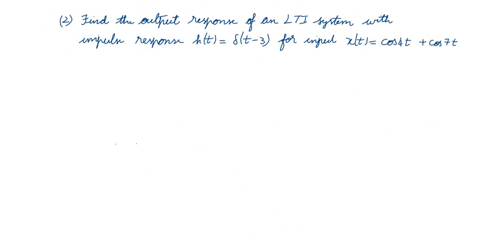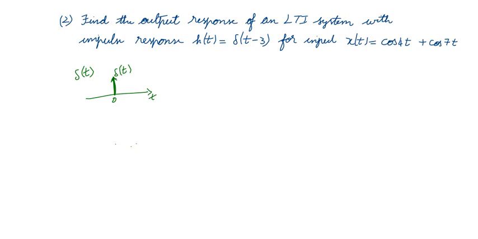The second problem: find the output response of a system whose impulse response is given as h of t equals delta of t minus 3, for the input x of t equal to cos 4t plus cos 7t. For the time being we will sketch what delta of t is. This is my delta of t. At 0 it is going to be infinite. Area under the impulse is going to be 1.